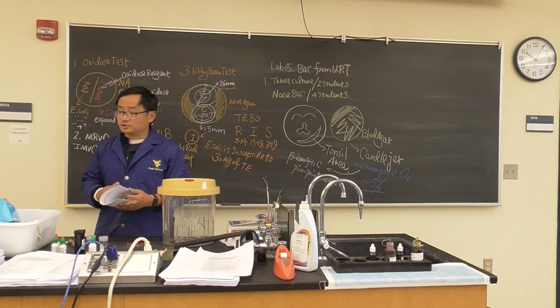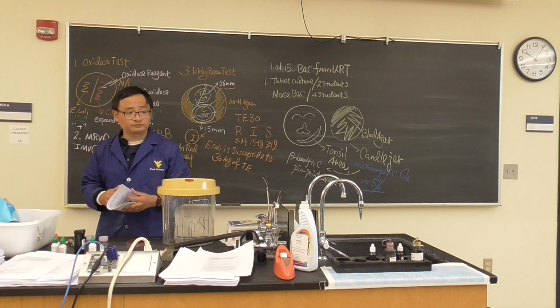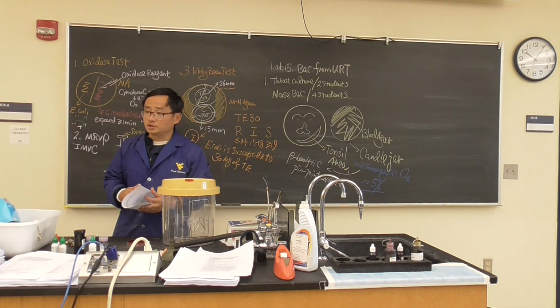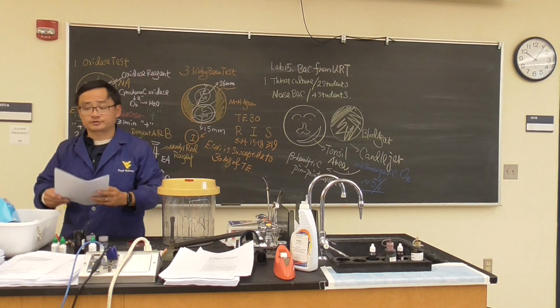Okay? Because we will identify whether it is a gram positive coccus, whether it is in a chain or a grape shape. If the catalase test is positive or negative, then we will determine whether it is streptococcus or staphylococcus.